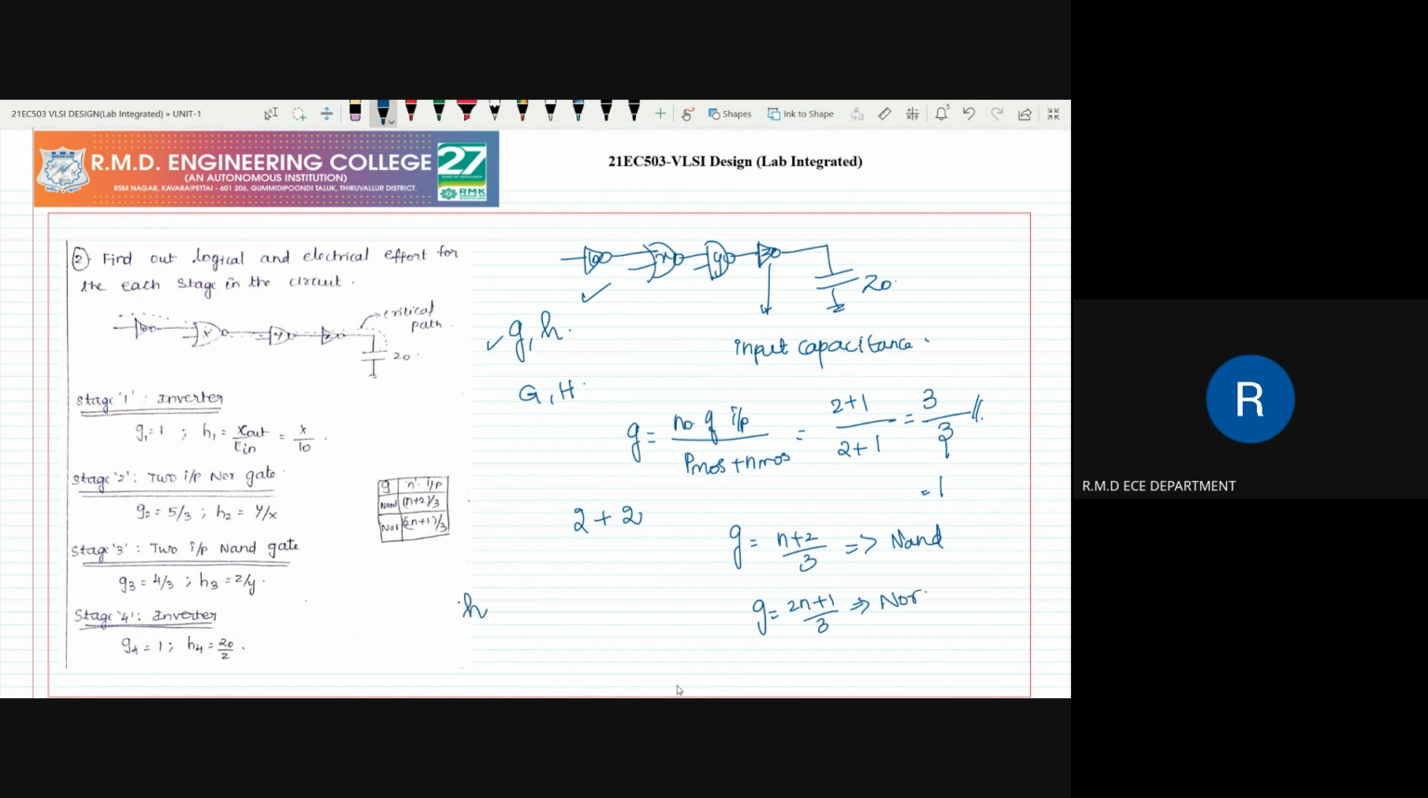And h is very simple: output capacitance divided by input capacitance. For the first inverter, the output is X because it drives the NOR gate, and the input capacitance is 10. So h1 for the inverter is X by 10. The next is Y by X, because the output is Y and the input is X. For the NAND gate, the output is Z and the input is Y. For the last inverter, the output capacitance is 20, divided by Z. Then the next problem.